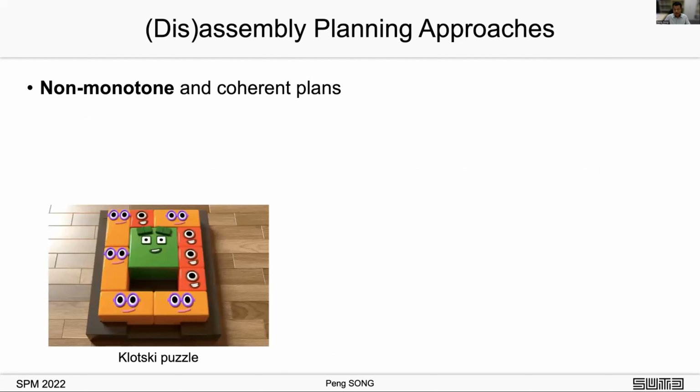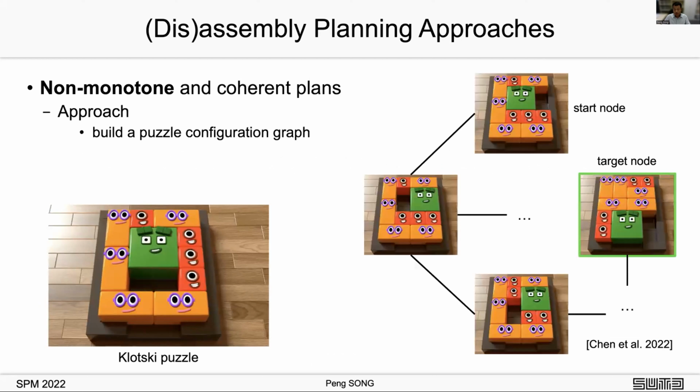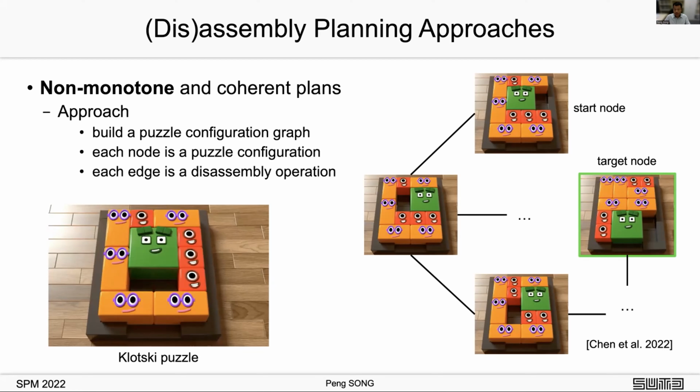Non-monotone and coherent plans. To identify a non-monotone disassembly plan for this Burr puzzle, we can build a puzzle configuration graph where each node is a puzzle configuration and each edge is a disassembly operation. A disassembly plan is a path from the start node to the target node in the graph. We will introduce more about this data structure later.